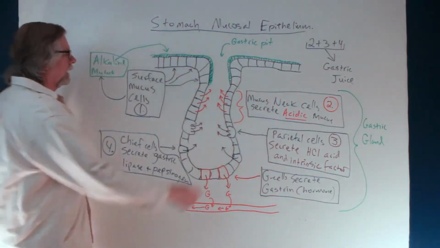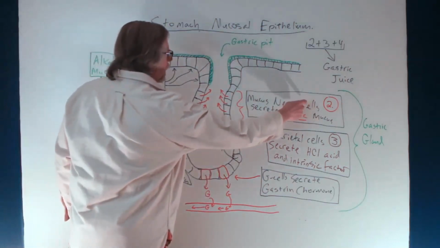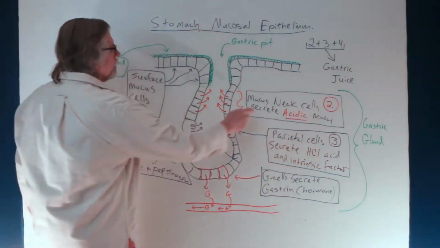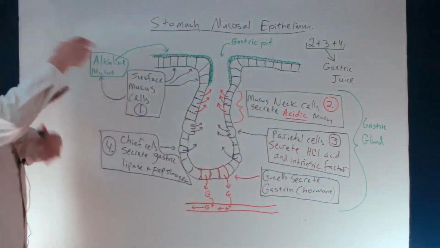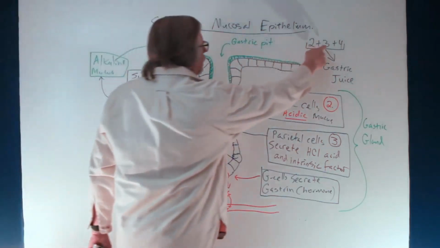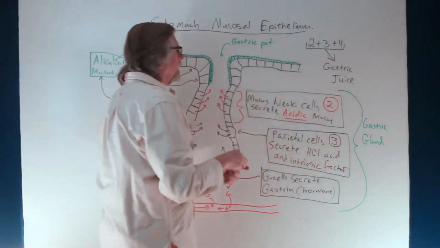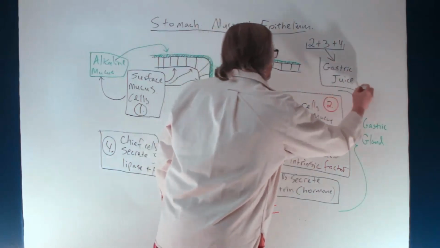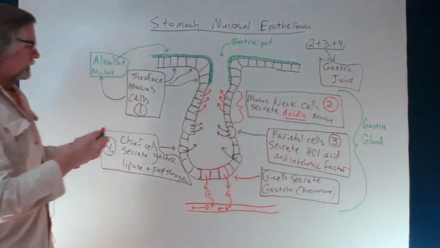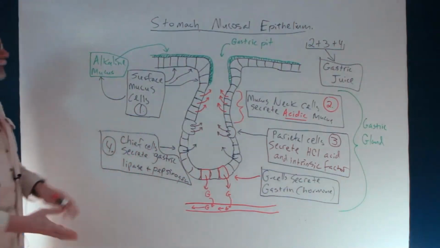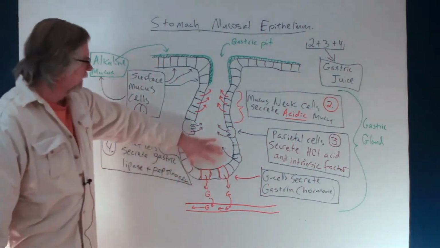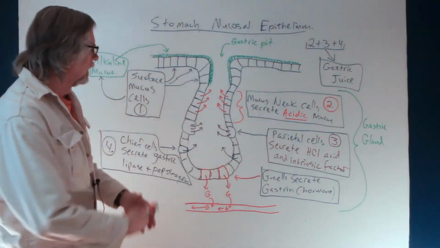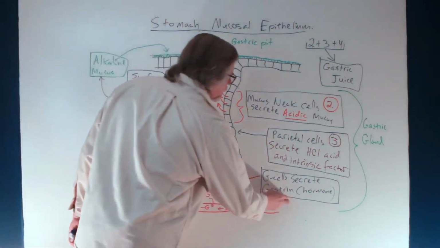All right? So the contents of cells 2, 3, and 4, the mucous neck cells, the parietal cells, and the chief cells, they all mix together, and they secrete what's called gastric juice. Gastric juice is a mixture of all of those, and that's what's going to be secreted into the lumen of the stomach.